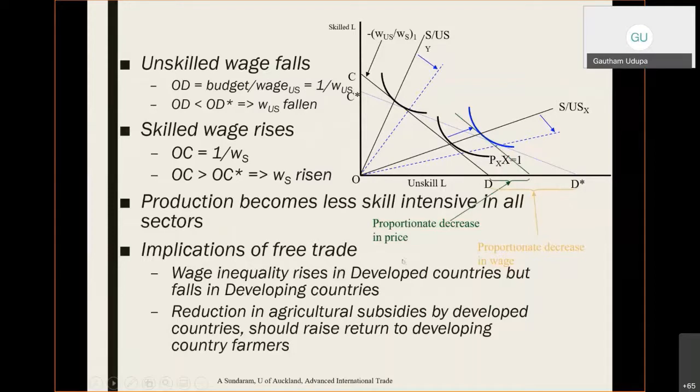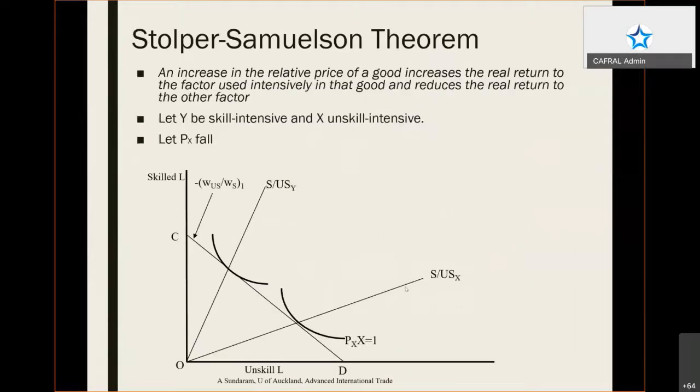Okay, so let's talk a little bit more about inequality in developed and developing countries. Let me go back to the statement of the Stolper-Samuelson theorem. What the Stolper-Samuelson theorem tells us, and we have shown this on the learner diagram, is that when there's an increase in the relative price of a good, then who gains? It's basically the factor that is used intensively in that good. That factor gains in real terms, and the other factor is going to lose in real terms. That's what we showed on the diagram.